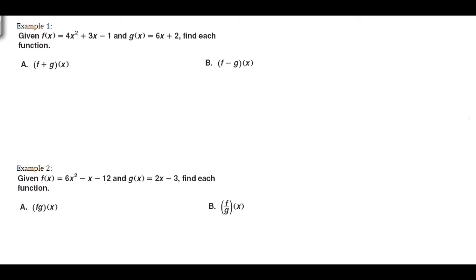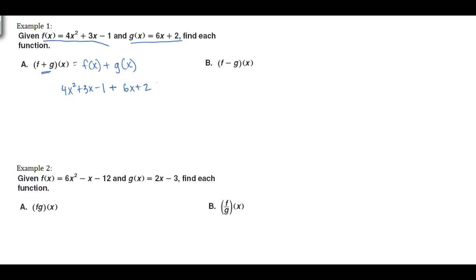So here's examples 1 and 2. Let's talk about example 1 first off. You might notice that I tell you what function f is, and I tell you what function g is. So let's go ahead and add those two functions together. You can think of this as you just take f of x and you add it to g of x. And so now use substitution, right? I'm going to take out the word f of x and I'm going to type in 4x squared plus 3x minus 1. And then I'm going to add to that all of g, which is 6x plus 2.